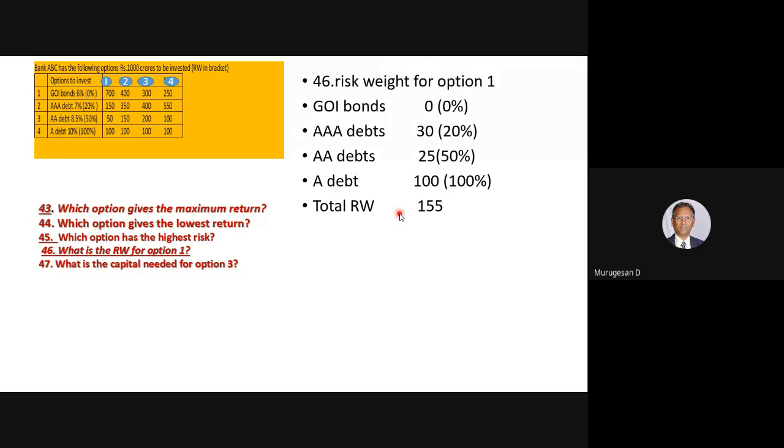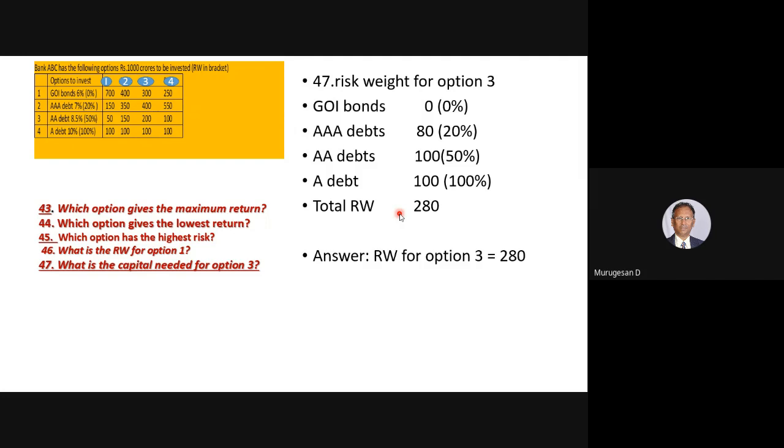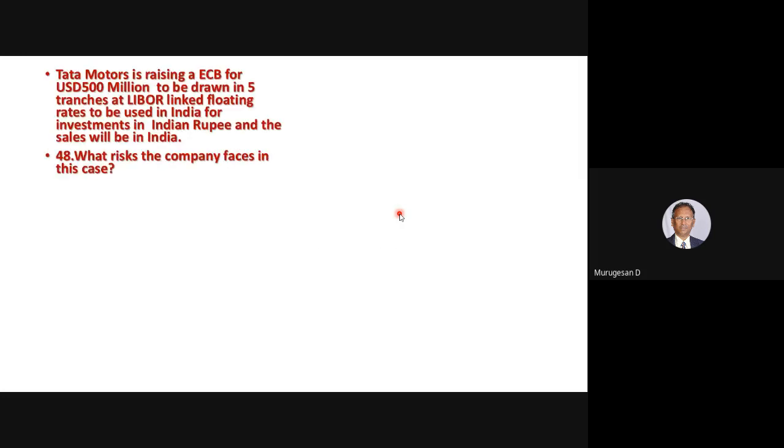So the total risk weight for option 1, 155. Option 2, you see, same way you calculate, 280. Option 2, option 3, like that, questions you have to ask. Understood or not? Now this question also they are asking. The ECB. ECB means external commercial borrowing. One question sometimes they will ask five questions. They will ask in a simple situation. It's like a case study.